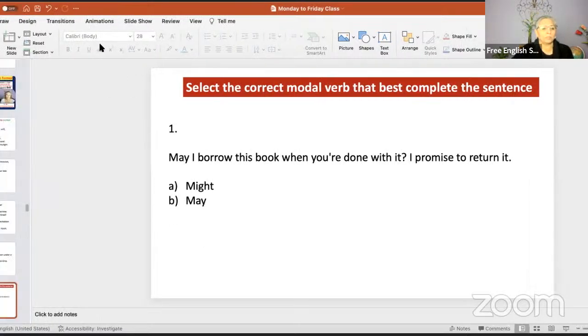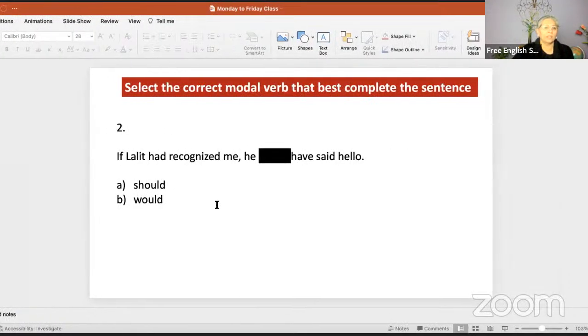Okay. The next one. If Lalit had recognized me, he blank have said hello. Hello, how are you? Hello, everyone. Yes, come on, let's see. Mitlesh, may I? Okay, yes. If Lalit had recognized me, he blank have said hello. Let's see.